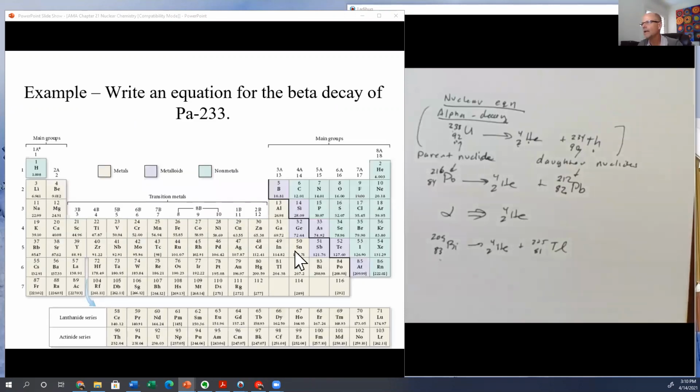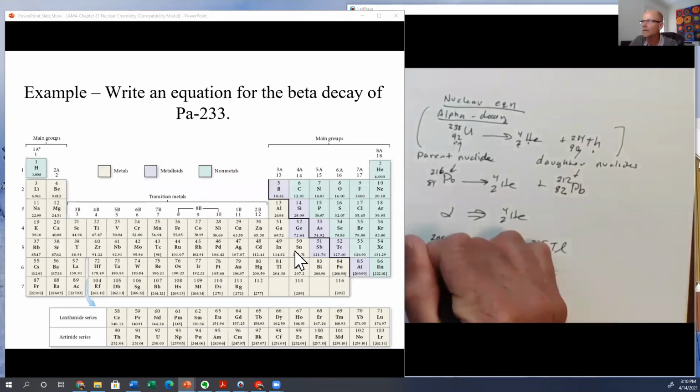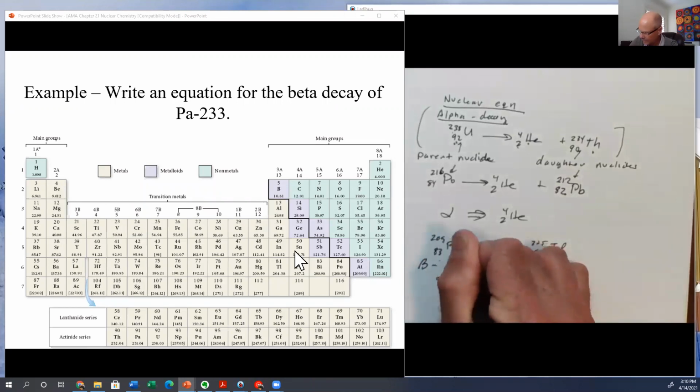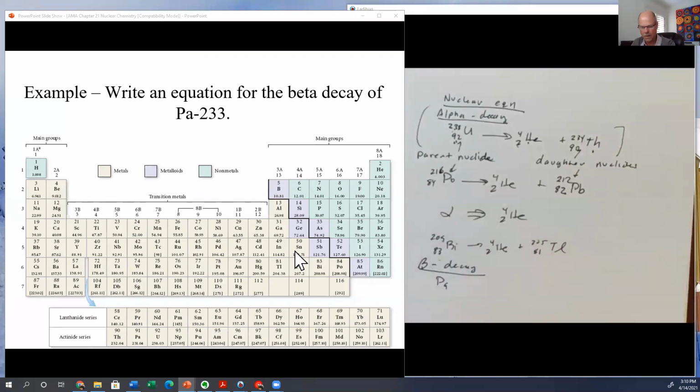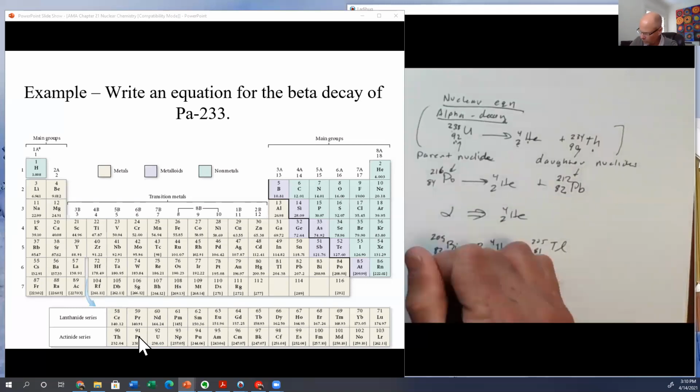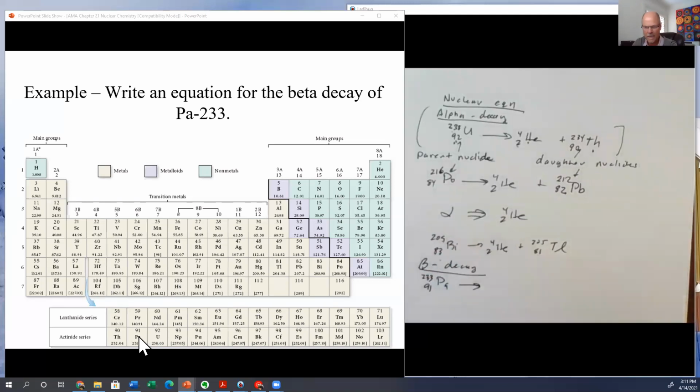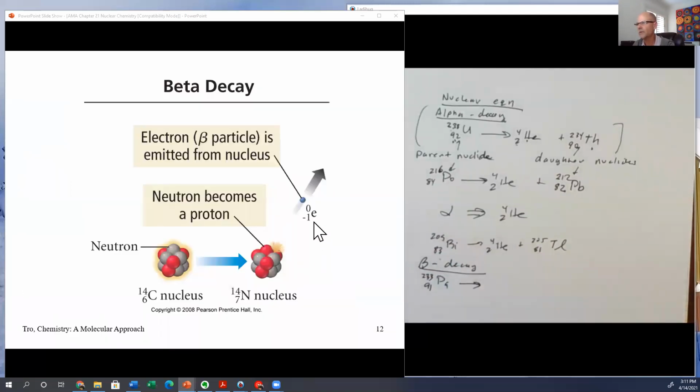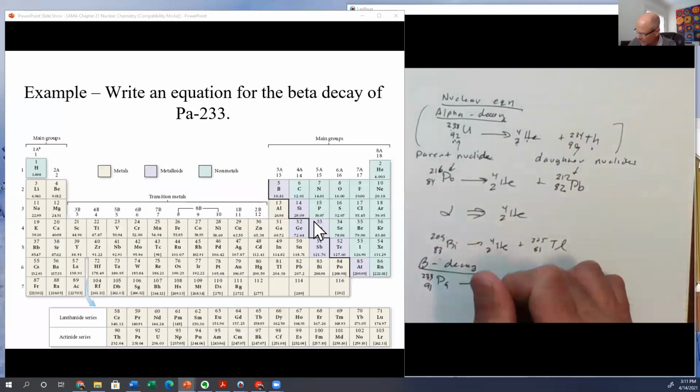All right, so let's do an example. Let's say we have the beta decay of Pa-233. We look in the periodic table and find that Pa is element number 91 right here. So that's 91, and it's 233. So we put a 233 up there, right? And then it gives off a beta particle. Remember, the beta particle is just an electron. The symbol is -1 e 0.